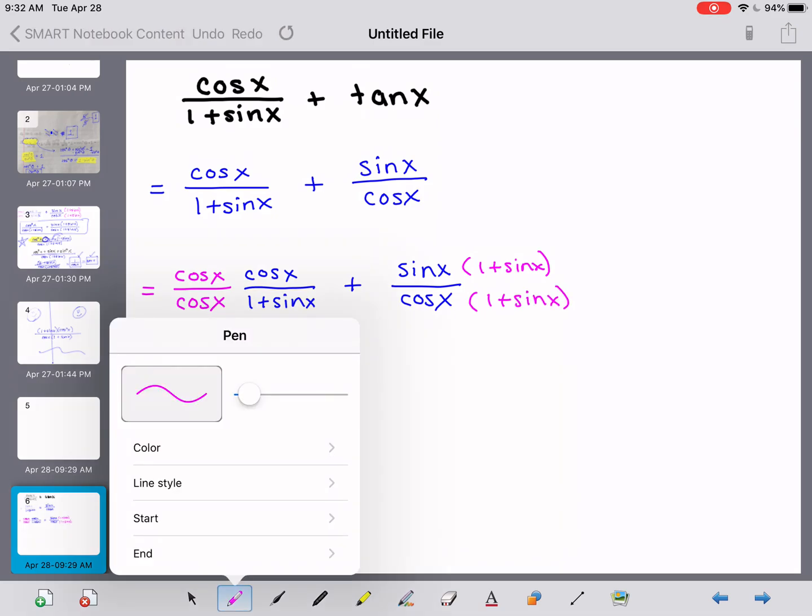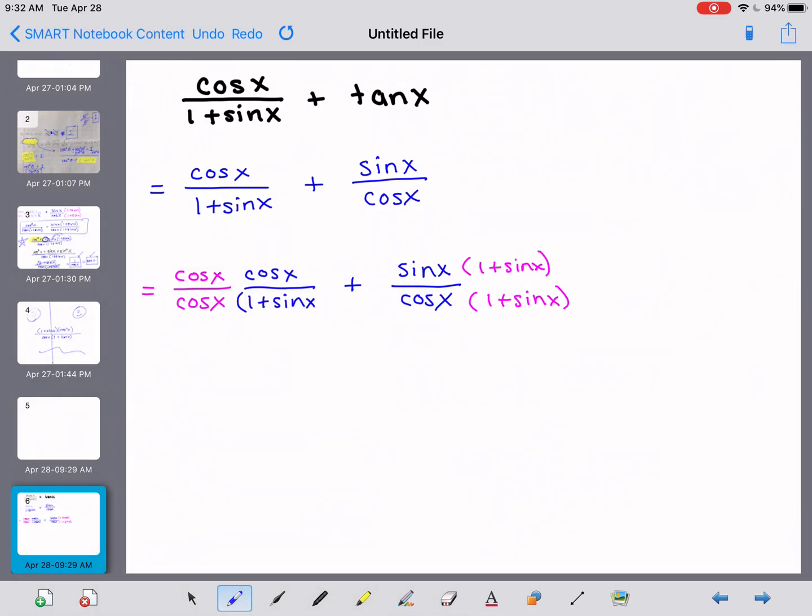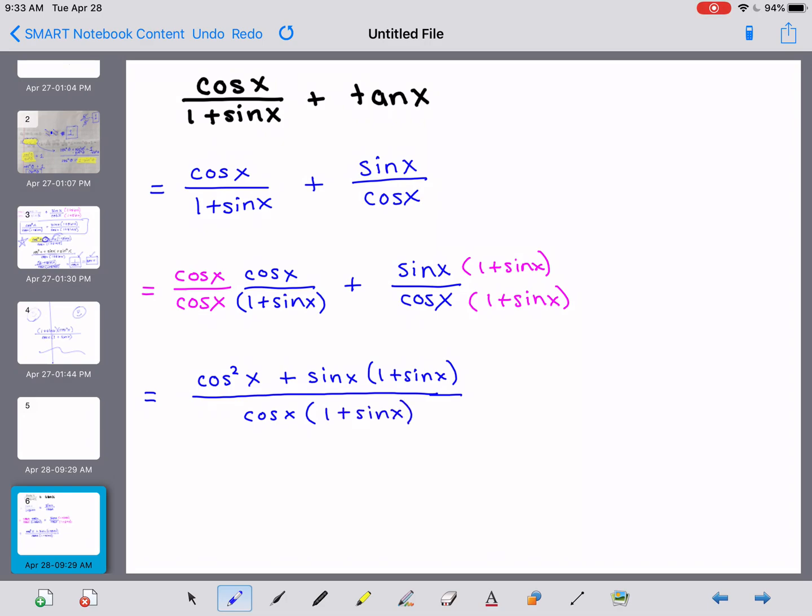Actually, over here, I should put parentheses around this. So then you add the two fractions together. This fraction would become cosine squared x plus this fraction is sine x, 1 plus sine x for that numerator, and my common denominator is cosine x, 1 plus sine x. You might be saying, I did that, I showed it a little differently. That's possible, right? You could have showed this maybe in more steps, possibly less steps. Again, if you're not sure, just show it to me.